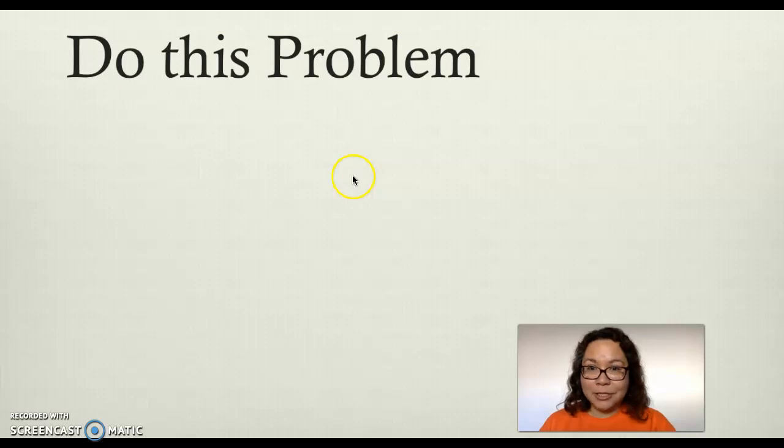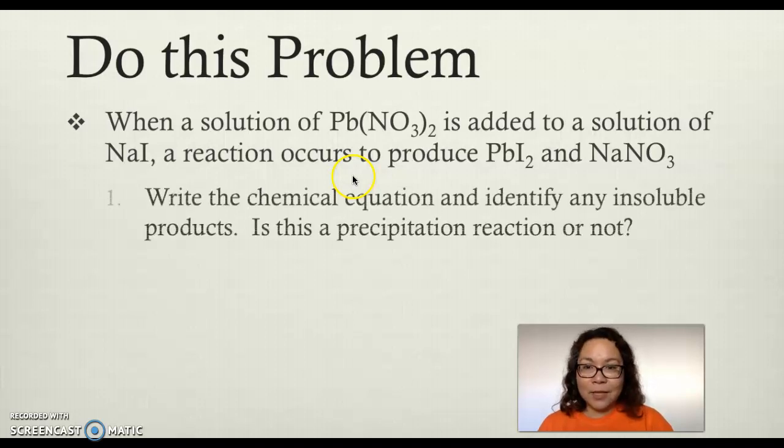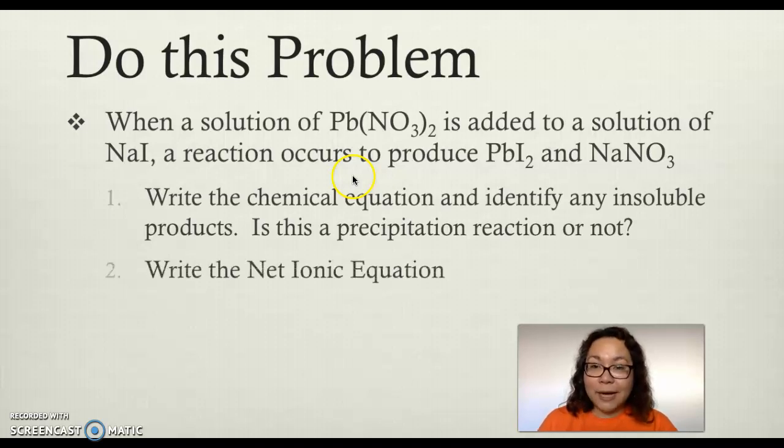So what I want you to do is to do this problem on your own. When a solution of lead nitrate is added to a solution of sodium iodide, a reaction occurs to produce lead iodide and sodium nitrate. Write the chemical equation, balance it, identify any insoluble products. So is this a precipitation reaction or not? Also write the net ionic equation.